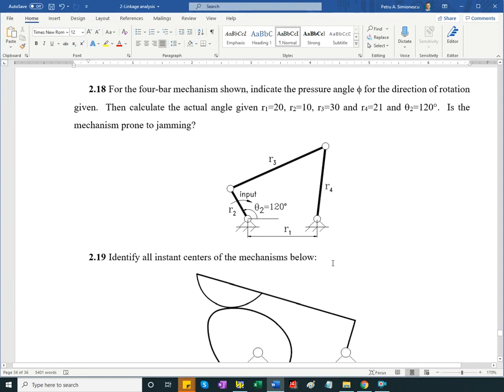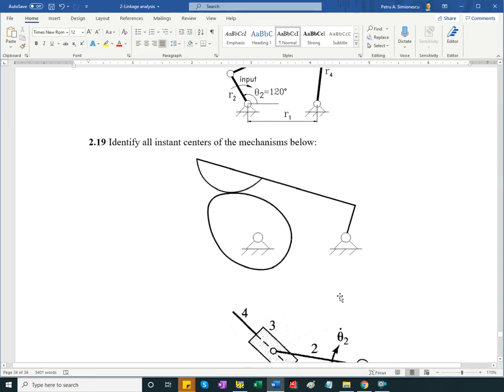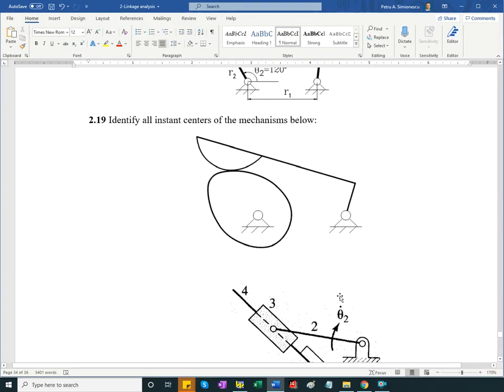Now, the question says, is this mechanism prone to jamming? Of course, you evaluate the minimum transmission angle and maximum transmission angle, see if their deviation from 90 degrees is more than plus or minus 45, and you can make your statement. Again, we can go plus or minus 6 degrees from the ideal value if there is some help from gravity or from an elastic spring.